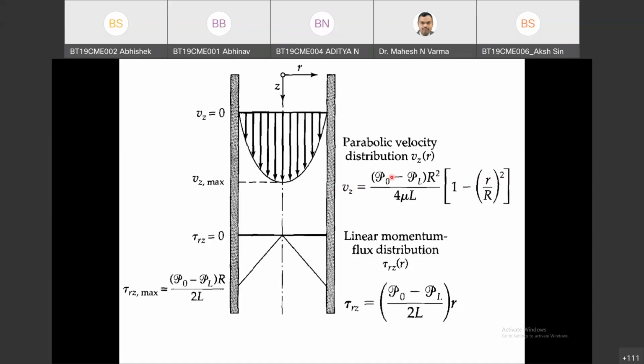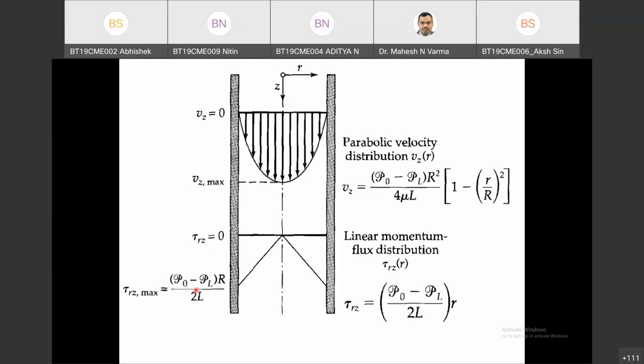How to get the drag force exerted by flowing fluid on a pipe? So what will be the drag force exerted by flowing fluid on a pipe? How to get that value? Here, roll number 9, Nitin. Hello, sir. Drag force exerted by flowing fluid on a pipe. Sir, we multiply surface area with the viscous flux at r equals to capital R. Very good. So flux at r equals to capital R will be this. This is the maximum flux. P0 minus PL into R divided by 2L. This is the flux at the wall.